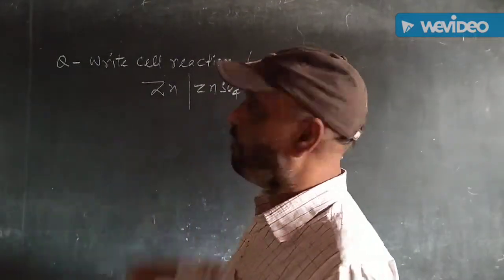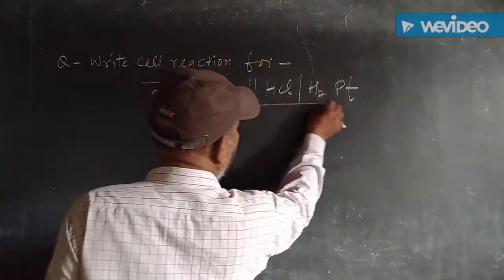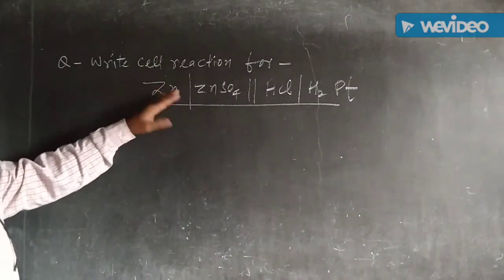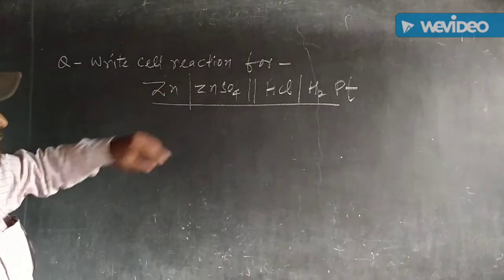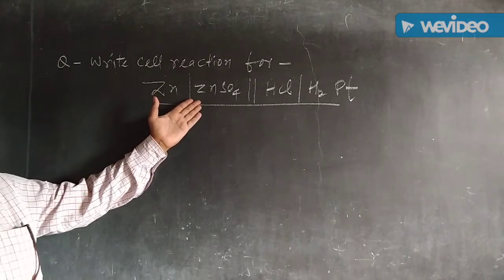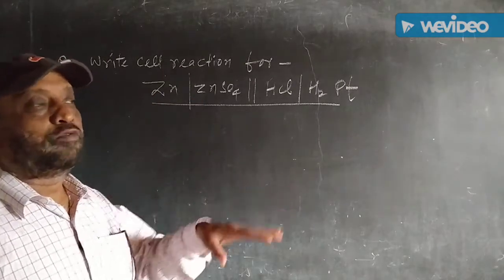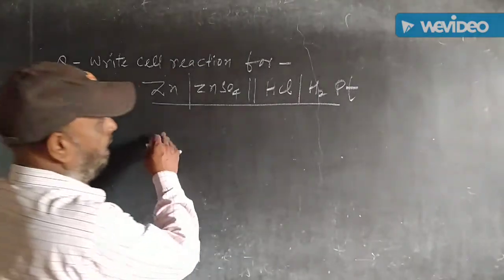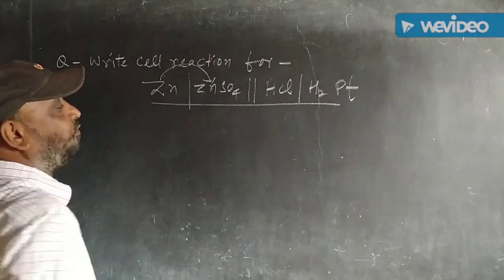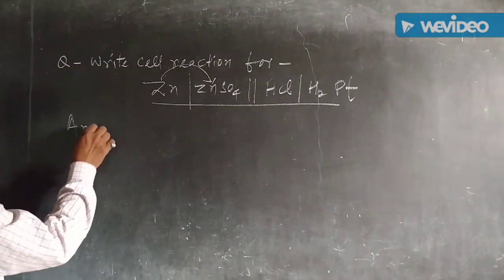This is a simple numerical problem. Write the cell reaction for this. What is written? Half cell reactions are represented. The cell is represented as this, and we have to write the cell reaction. So two reactions, anode reaction and cathode reaction. What happened on the anode? At the anode, zinc changes to ZnSO4.